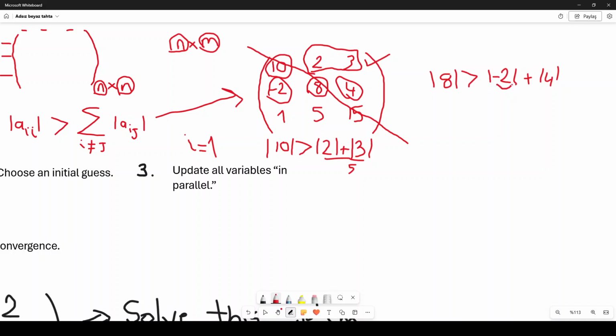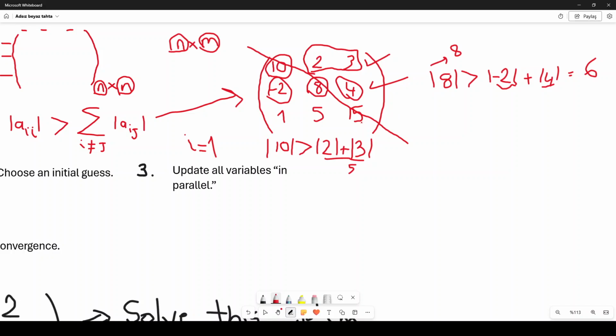So this is 2 and this is 4 and the sum is 6. And this is 8. So 8 is greater than 6, right? Strictly greater than 6. So the second row satisfies the strictly diagonally dominant condition as well.